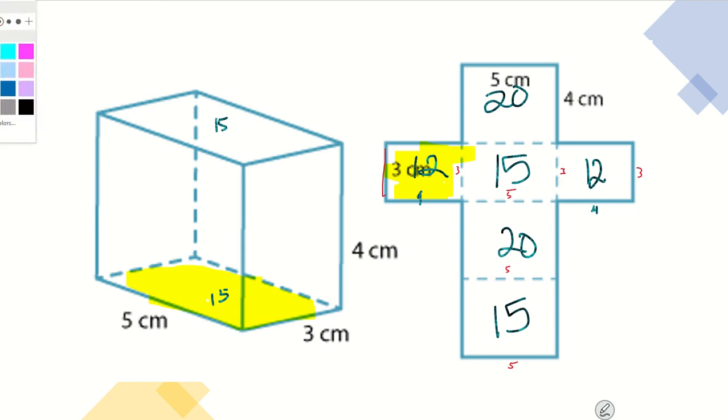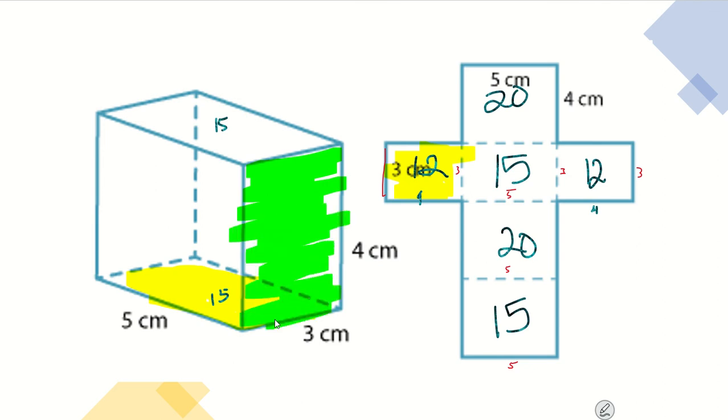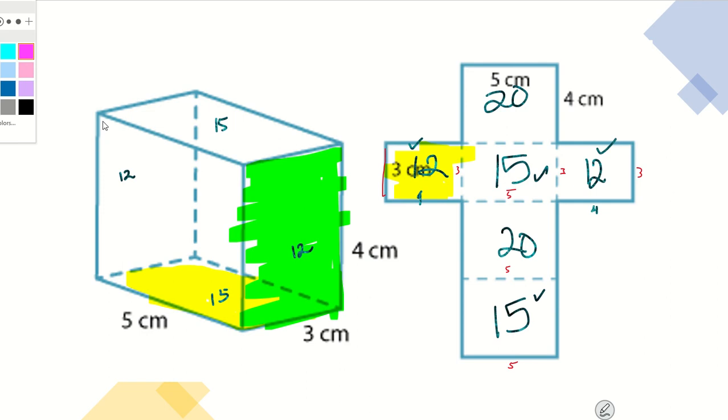That's one way to look at it. Now this side face right here, the right side of the box, that would be 3 times 4, which is 12. And wouldn't it make sense that there'd be 2 of those, the other side? So we have 2 12s, we have 2 15s, and let's do a different color for the front.